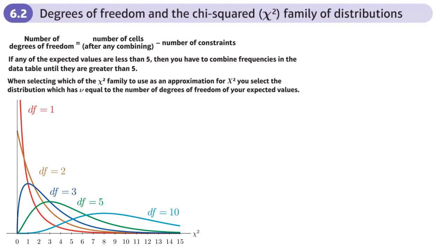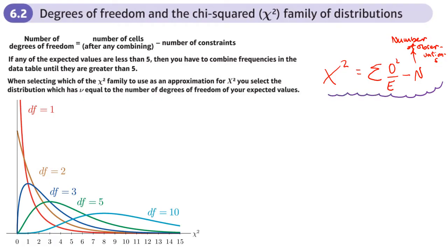You remember from the previous section that we worked out this value of X squared, and the easy way to do it was: for each observation we square it, we divide by the expected observation. We do this for each column, and then we take away n, which is the number of observations.